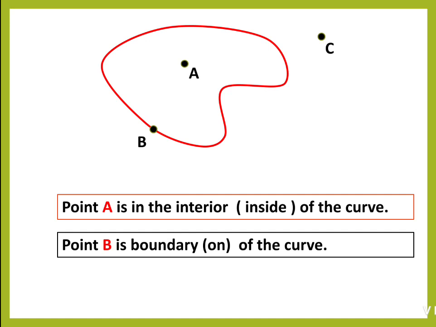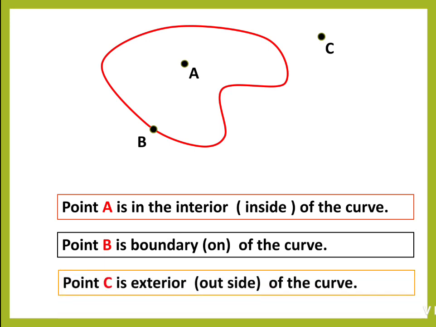So point B is on that boundary. Point B is boundary or on the curve. 2 names are there, boundary or on. Boundary of the curve. Then very clearly we know point C is outside the curve. So what's the name? Point C is exterior of the curve. Exterior means outside. Interior, inside. Exterior, outside. Then on the curve means boundary of the curve.